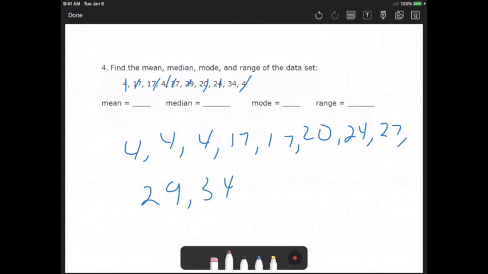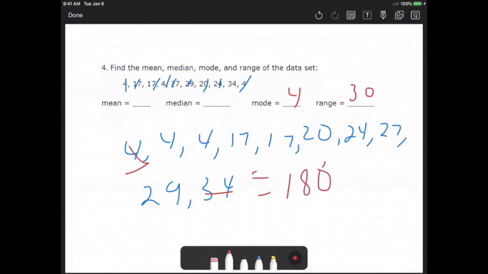All right, so the range is pretty easy. 34 minus 4 is 30. Most often, I see 4s most often. Mean, okay, let's do the mean. Let's add them up. So 3 4s is 12, plus I have 2 17s, so that's 34, plus I have 20 and 24, which is 44, plus 27, plus 29, plus 34. So I have 180.